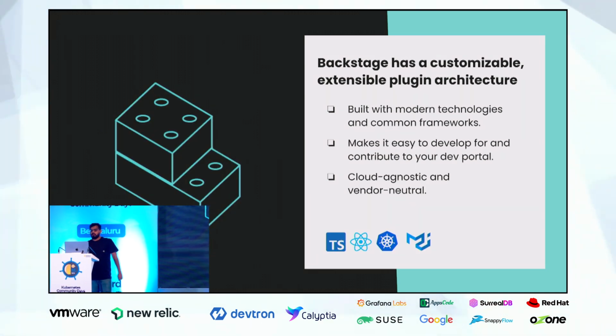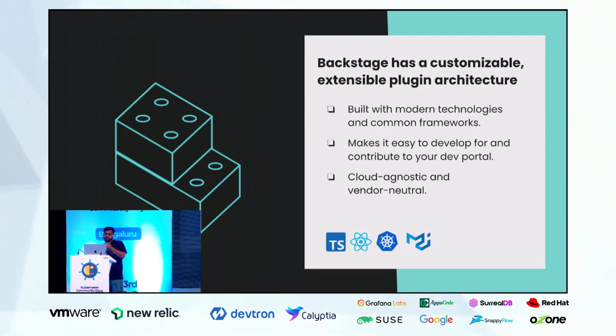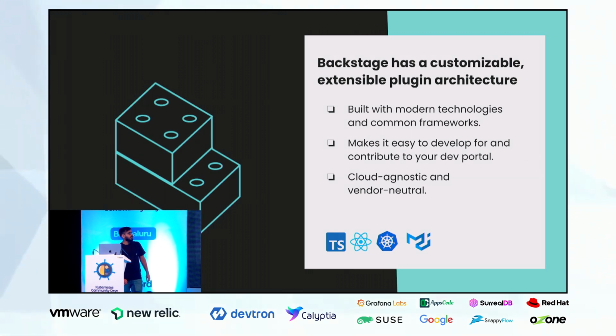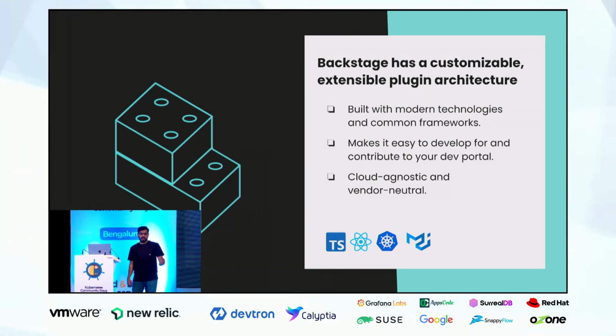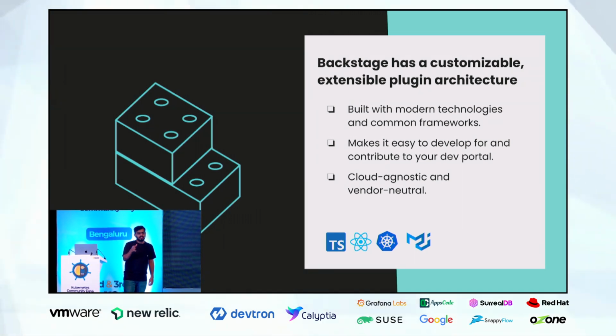Okay, so let's talk about the plugins. As you see here, it's the extensible part. The plugin architecture is built to make it easy for you to develop and contribute to a developer portal. It is so easy to start developing a plugin. It's a single-line CLI command, yarn create new plugin name. It will create a basic plugin for you, and you add your functionalities to that. That's how easy it is to develop a plugin.